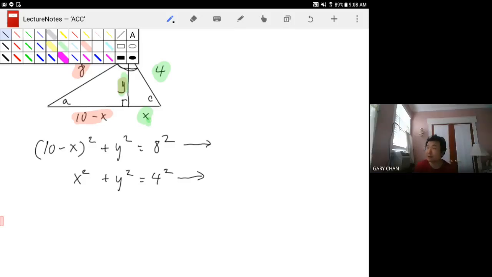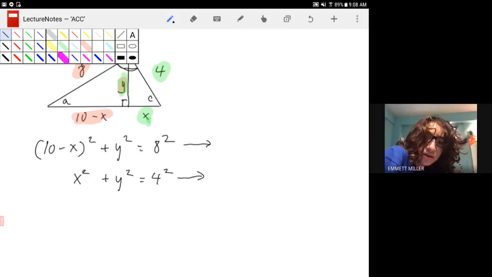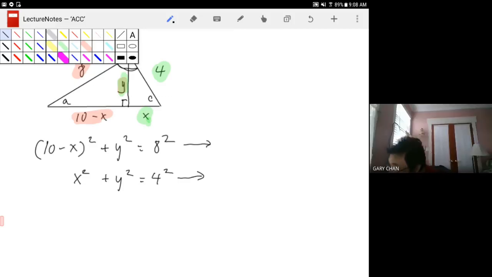Okay, when you say simplify, what do you want us to do exactly? What kind of operations do you want me to take? Well, you'd multiply, and then you get 100 plus. So you want me to FOIL? Yeah.